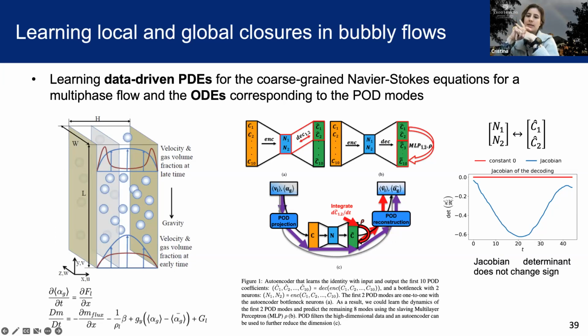So in that case, we had a multi-phase bubbly flow, and we used a global approach to reduce the dimension of the system that includes using proper orthogonal decomposition and autoencoders. In this system, the important variables are the average vertical velocity of the liquid and the average wave fraction, which are two-dimensional arrays in one space and one time variable.